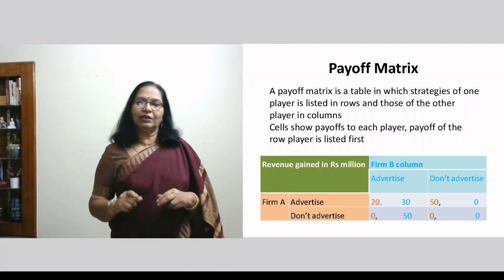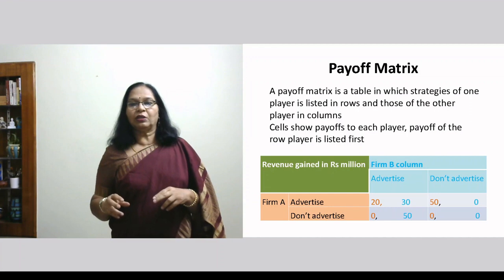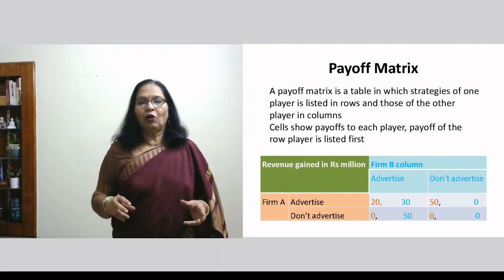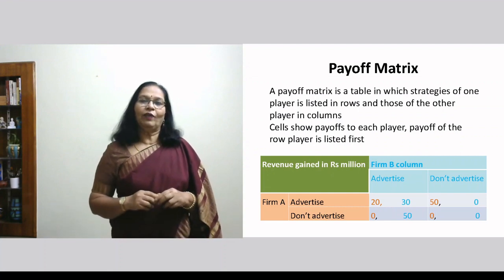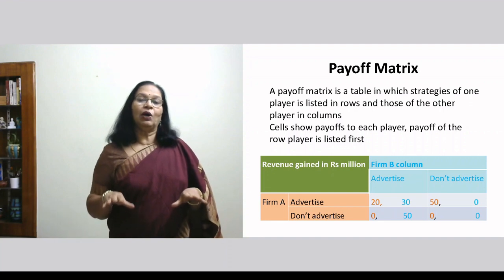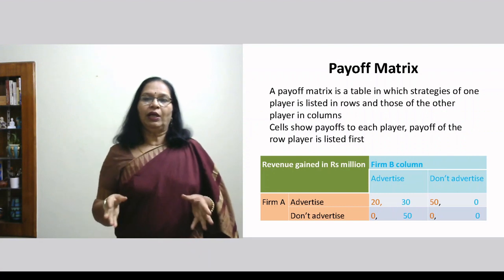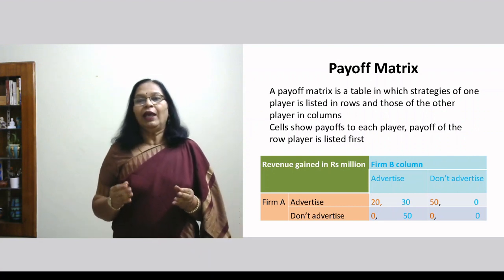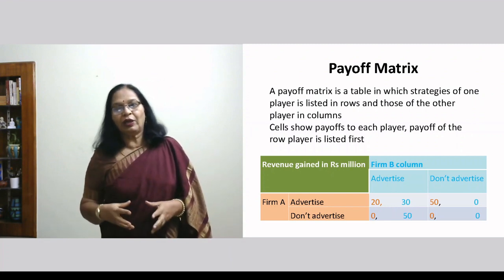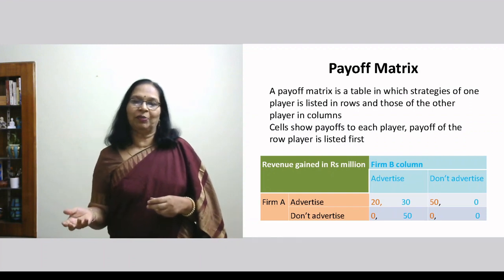Now come to the second row. Firm B does not advertise and firm A also does not advertise. Now when both firms do not advertise, they remain in the same place without any change in their revenue. So a payoff matrix is simply a way to put things in tabular form and see, if a change is made, what kind of outcome is expected for its own revenue and for the revenue of the others if a particular decision is taken by the rival firm.